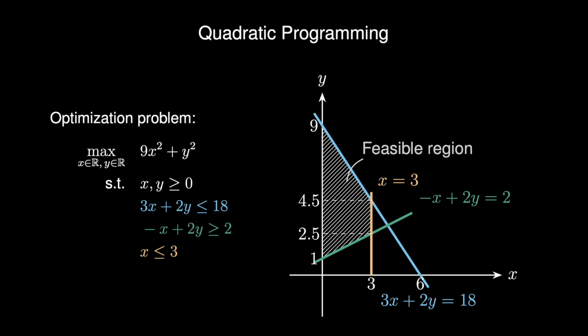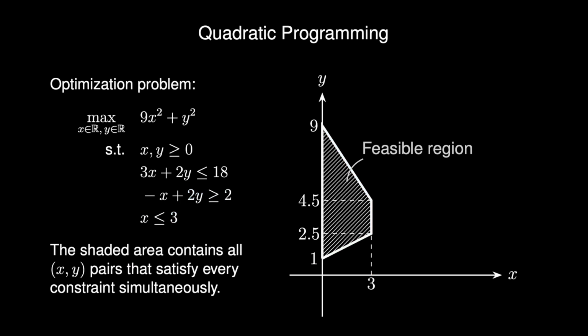Here are three boundary lines corresponding to our inequality constraints: 3x plus 2y equals 18, negative x plus 2y equals 2, and x equals 3. Together with x and y being non-negative, we build the polygon as you can see here. The shaded area is our feasible region. Every point inside satisfies all linear constraints simultaneously.